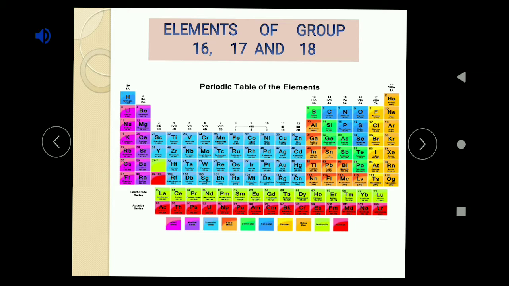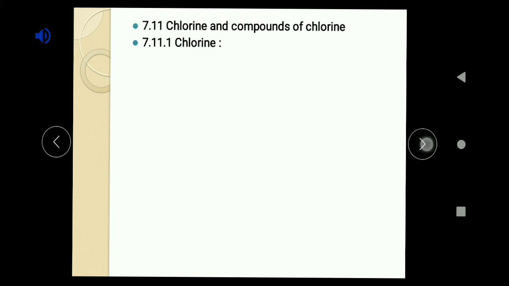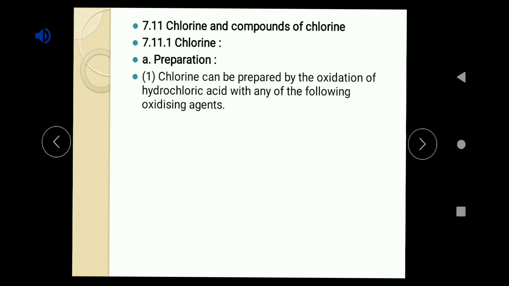Now, we are going to start with group 17, which is halogens. And in this session, we are going to learn about chlorine and compounds of chlorine. So let us start with chlorine. The steps we are going to follow are the same. That means we are going to learn about the methods of preparation, then physical properties, then chemical properties, and lastly uses of chlorine. So let us start with methods of preparation of chlorine.